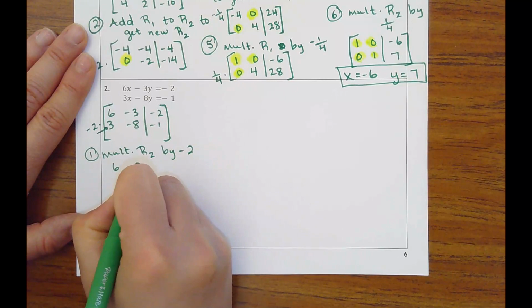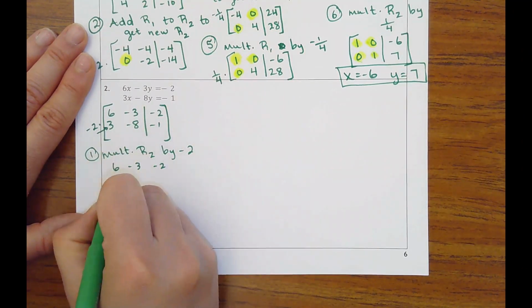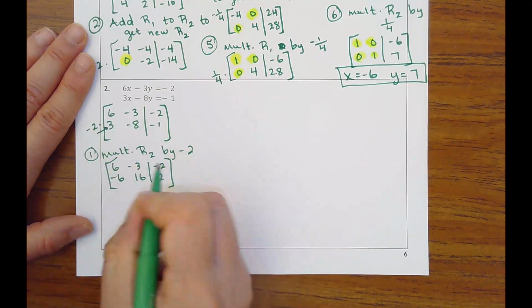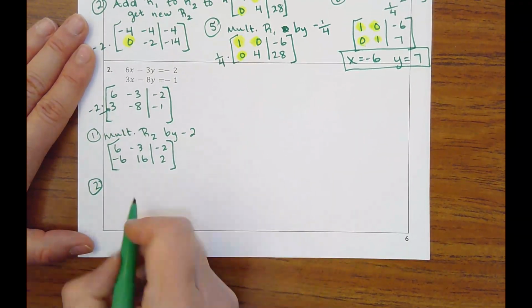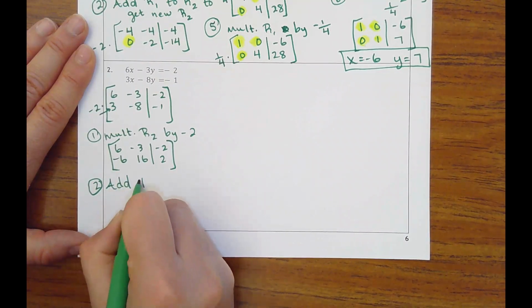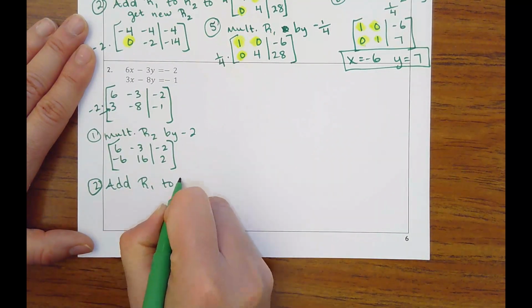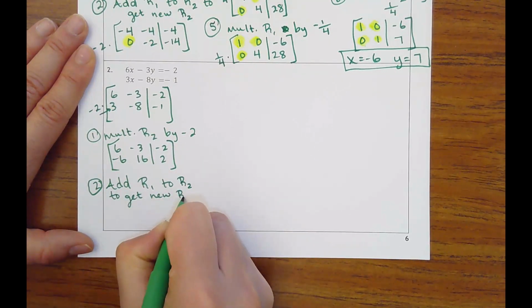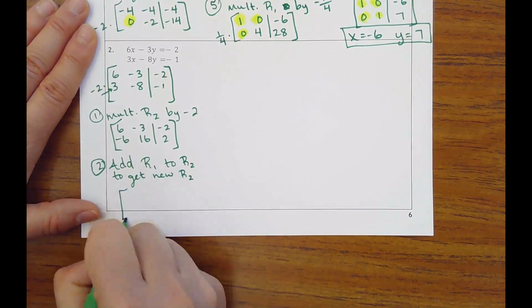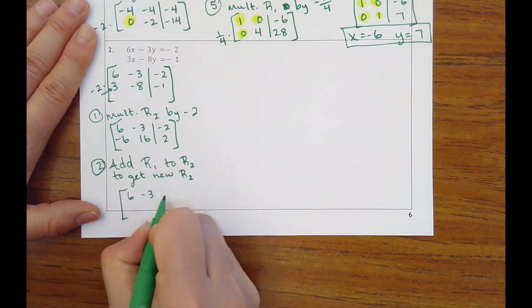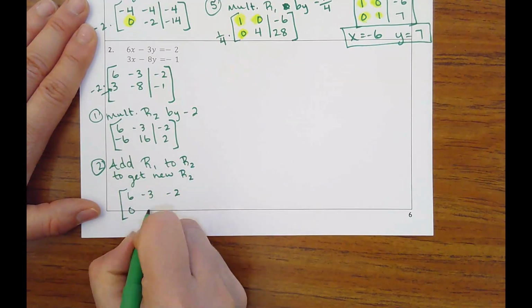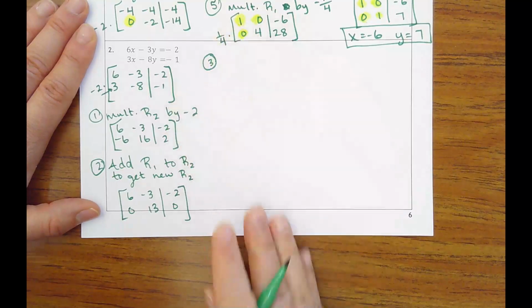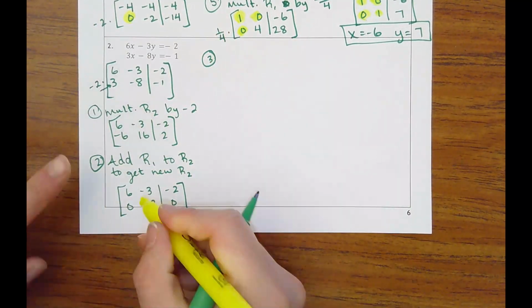So I'm keeping row 1 the same. That would be negative 6, 16, positive 2. Now I'm going to add row 1 to row 2 to get a new row 2. So keep row 1 the same. So that would be 0, 13, and 0. All right, now we want to get the negative 3 to be a 0.